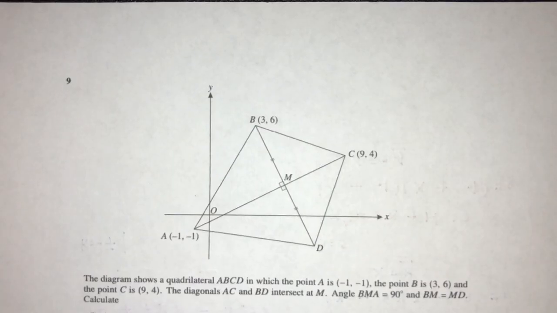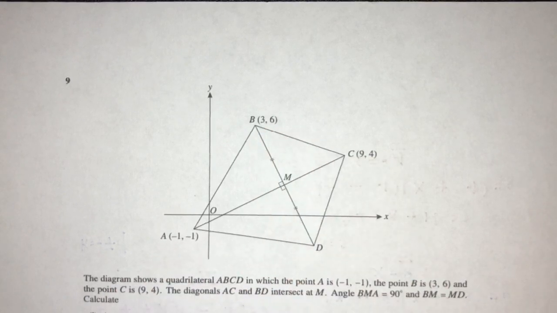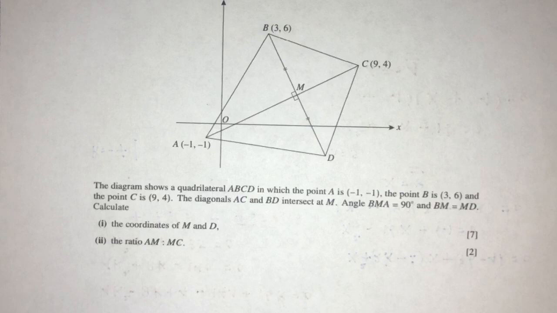Now let's move on to the next question. The diagram shows a quadrilateral ABCD, in which the point A is given to you by (minus 1, 1), the point B is (3, 6), the point C is (9, 4). Now the diagonals AC and BD intersect at the point M. The angle BMA is 90 degrees, and BM is equal to MD. So first thing first, we have to find the point M and the point D. Pretty easy. Let's first find the point M.